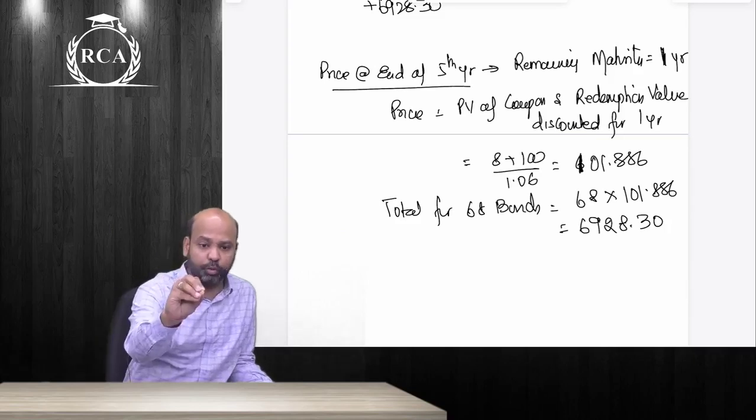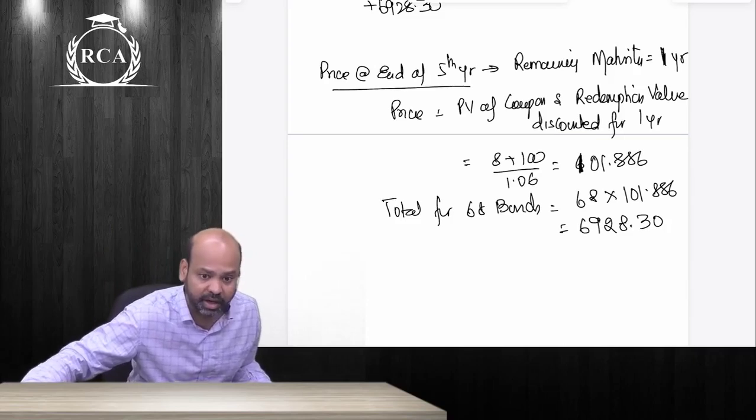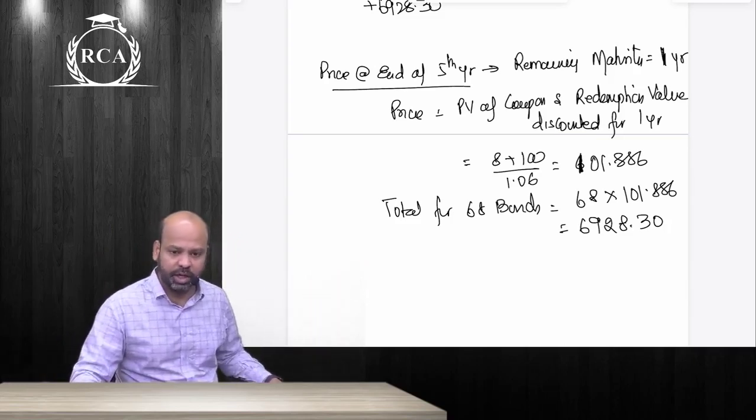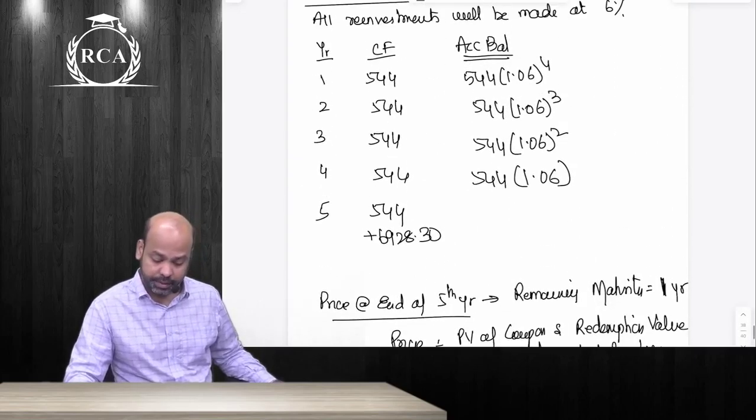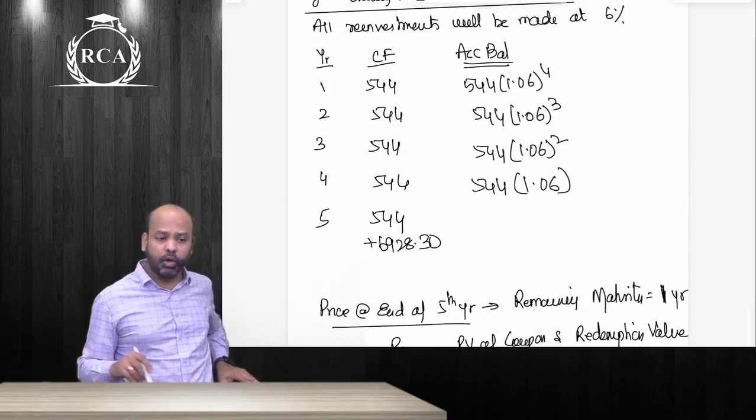Whenever you want to compute price of a bond, it is simply the present value of future cash flows discounted at the prevailing interest rates. Prevailing interest rate is 6%. We discounted future cash flows at 6%. Add all of these cash flows, beta.